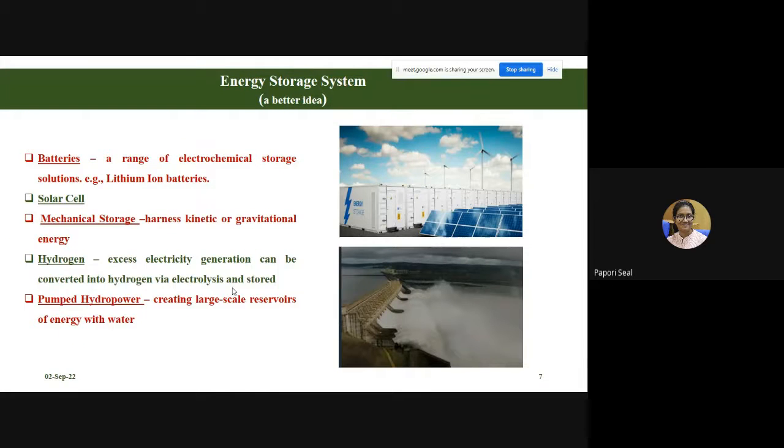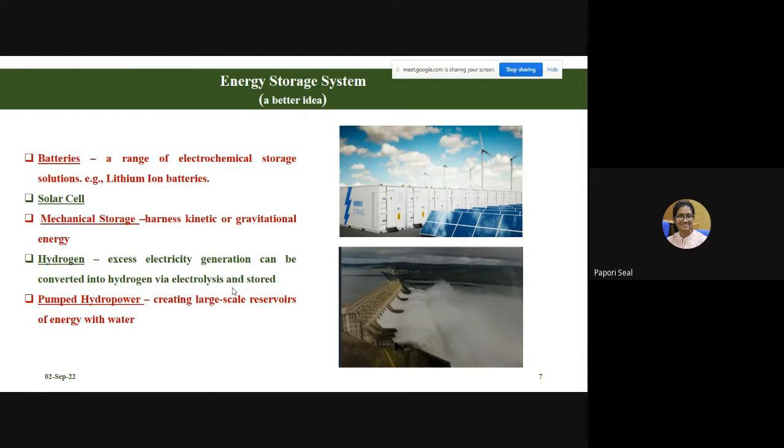Now, energy storage system. Actually, maybe I'm going fast. I cannot see the expressions of students. If I was in an offline class, I would have asked, do you understand this part or not? I could have understood from their expressions as well. But anyhow, I shouldn't complain anymore.